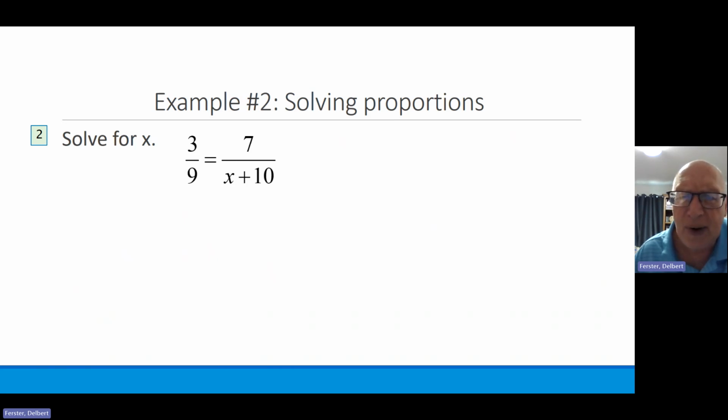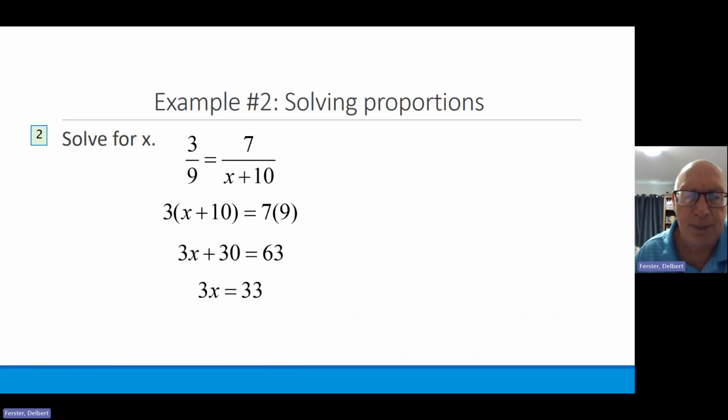A little tougher in that you're going to have a distributive property, but again, if that makes you dive under the desk, it's probably going to be a long semester. So 3 times the quantity x plus 10 is identically equal to 7 times 9. There's your distributive. Let's subtract 30. Let's divide by 3. Oh yeah, x is 11. So a couple of just straight outs and you just solve.